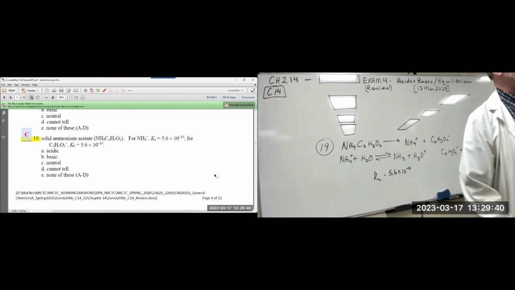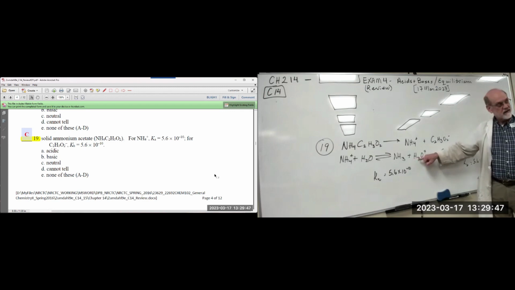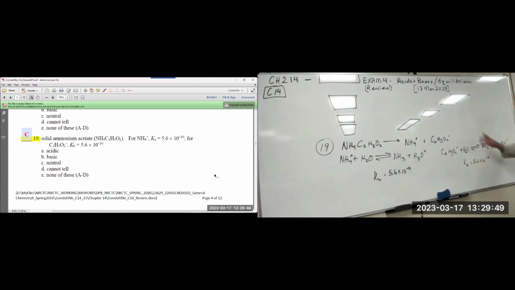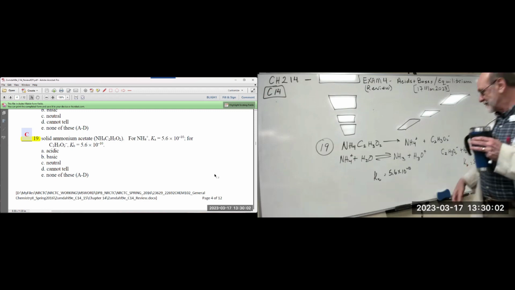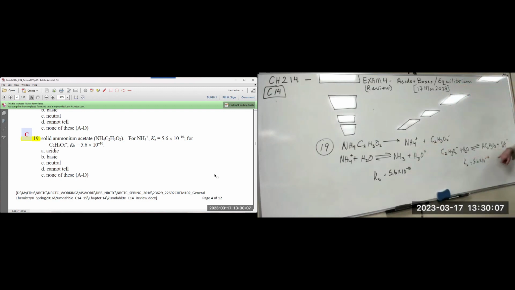So you said which number was bigger of the acid? Oh, if this number were larger than that number, it would be acidic. If this number were larger than that one, it would be basic. Which one is a greater equilibrium to the right? So if this is a larger number, it means it's over here, but more so than this one is.